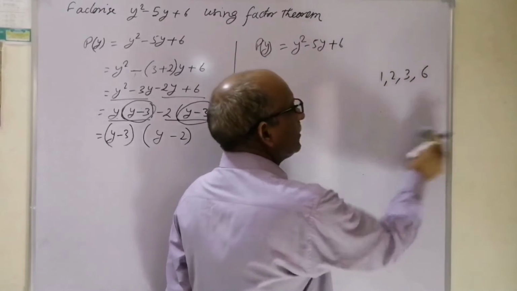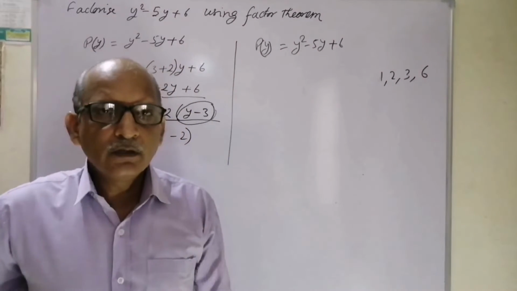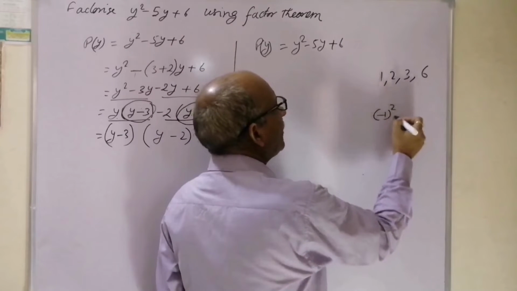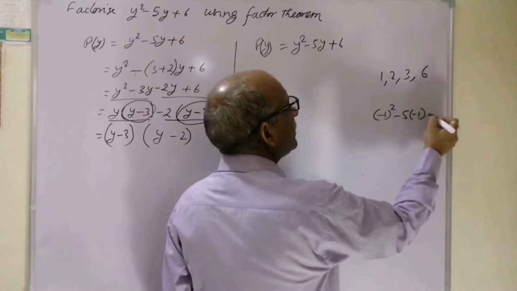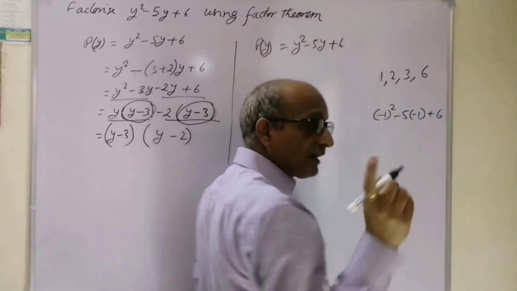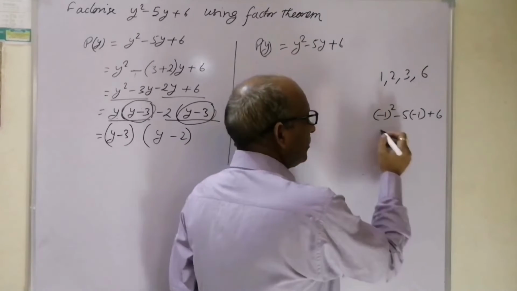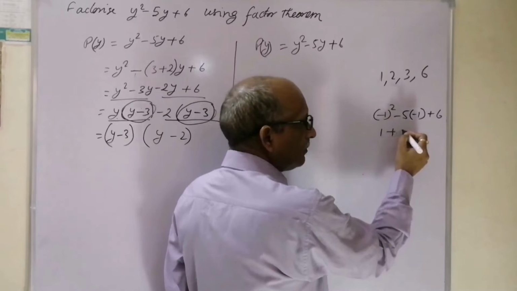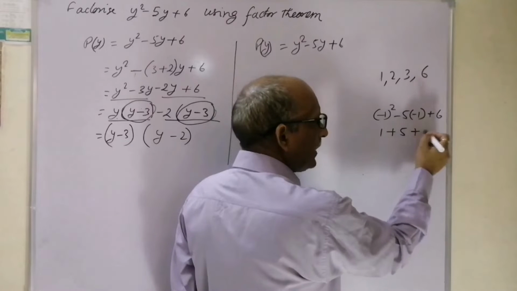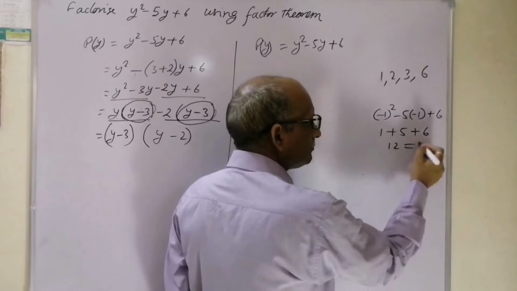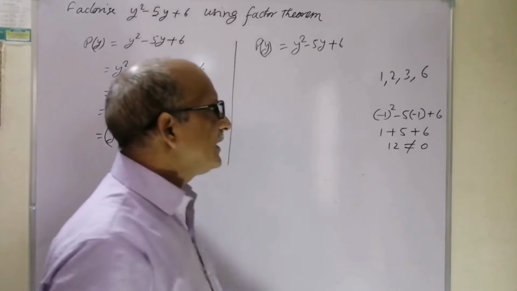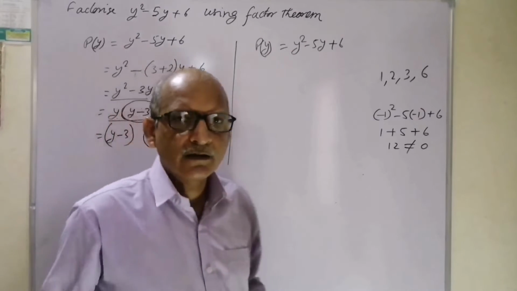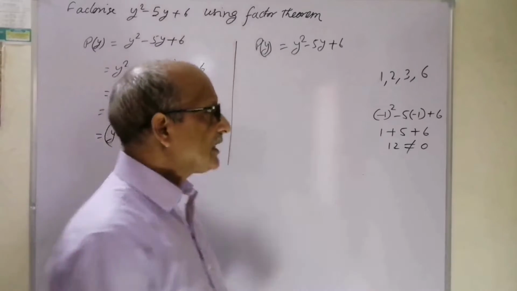We'll see the next one, that is minus 1. Putting minus 1, we'll get minus 1 square minus 5 into minus 1 plus 6. Minus 1 square is plus 1. 1 minus 1 into minus 5 will become plus 5 plus 6. Is it coming to be 0? Not equal to 0. It means minus 1 is also not a factor of it. Reject it. All these are to be rejected.